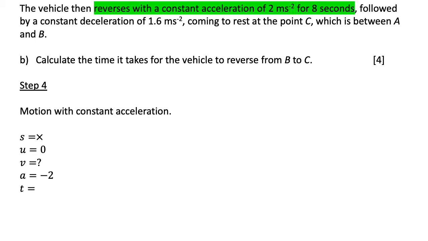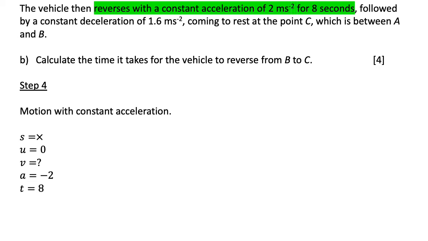That it reverses with a constant acceleration of 2 meters per second squared means in fact that the acceleration in our left to right is positive sense is -2. And if you like, it's the word reverses there that has given that negative symbol. And the time taken for this phase of the motion is definitely 8 seconds.